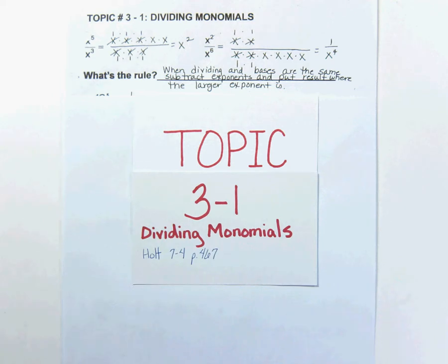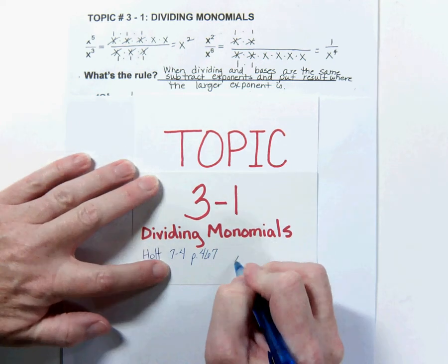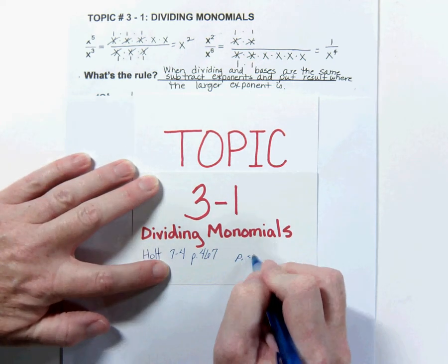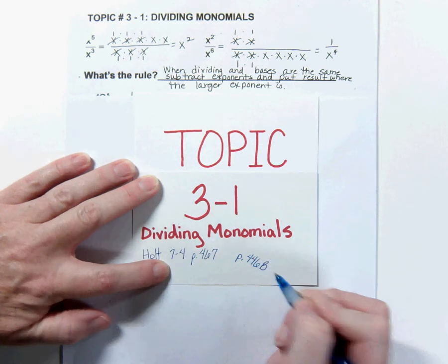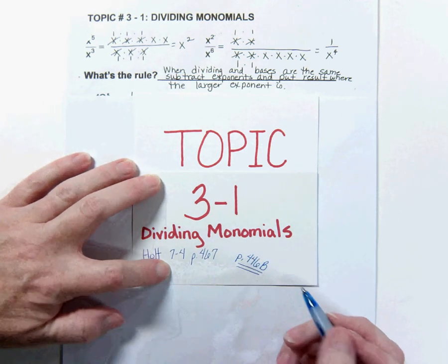Topic 3-1, dividing monomials. This can be referenced in our Holt textbook, Chapter 7, Section 4, on page 467. And on page 446b, they're the properties of exponents put all together with all the different power properties that, if you forget, you can refer to on that page too. So I should go ahead and put that on here, that it's also on page 446b. So that's just a reference page.